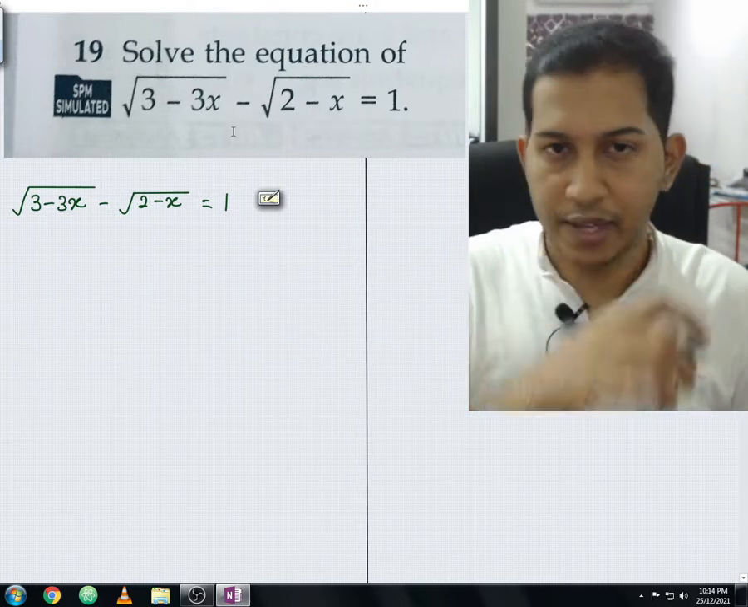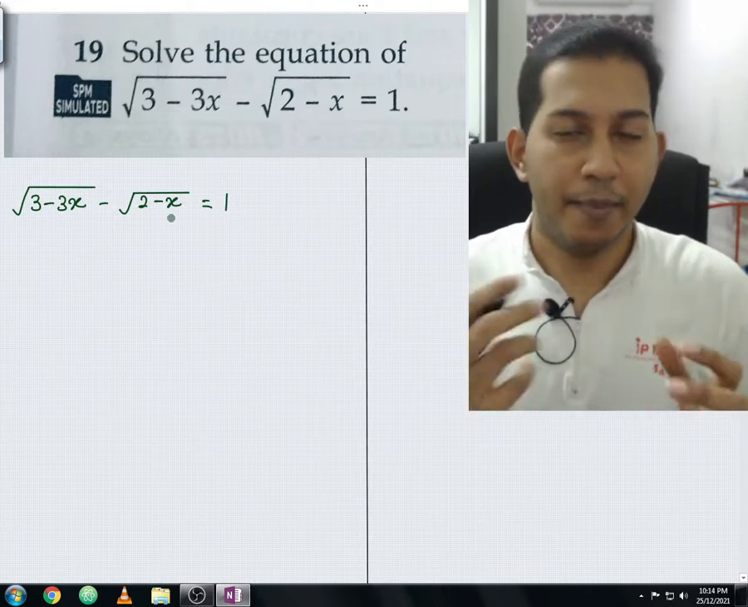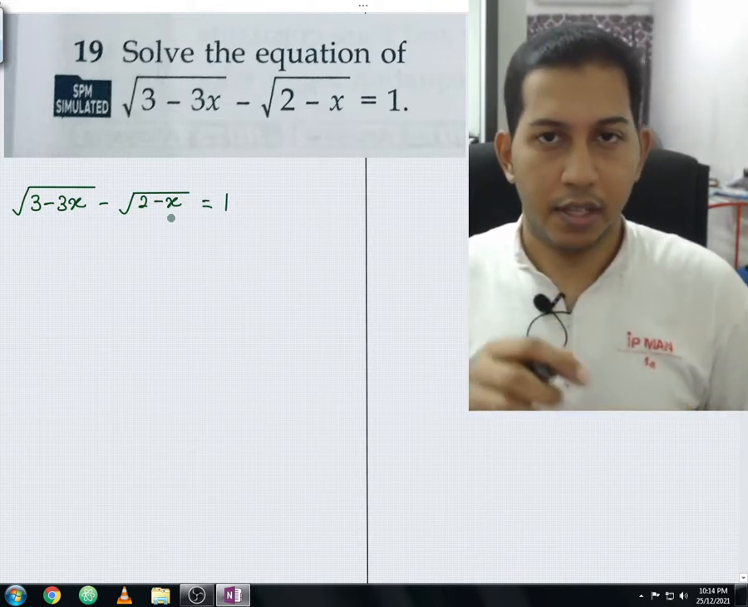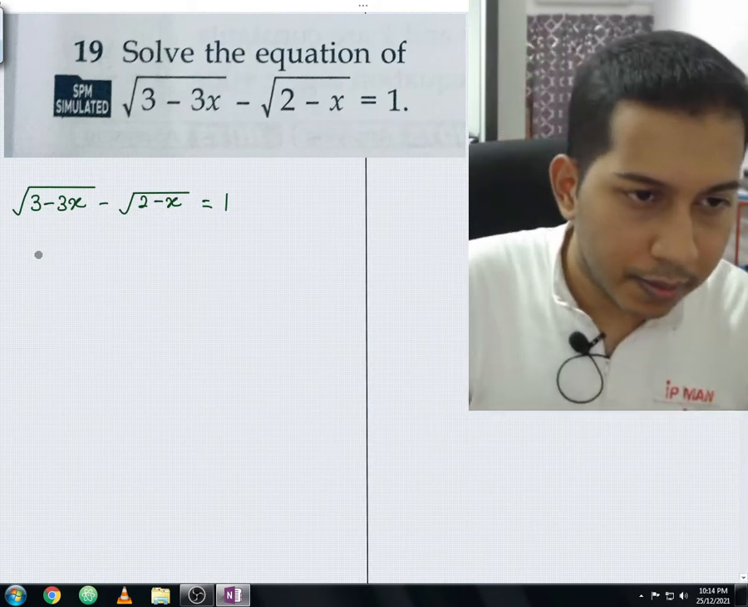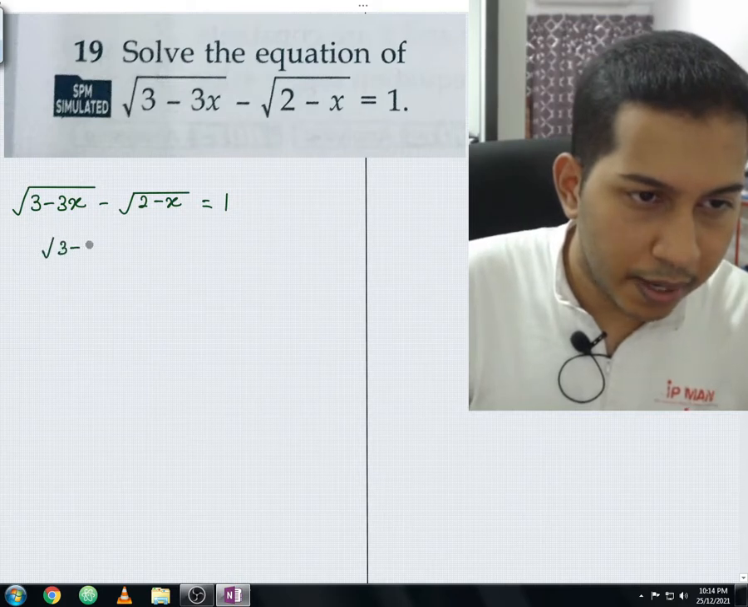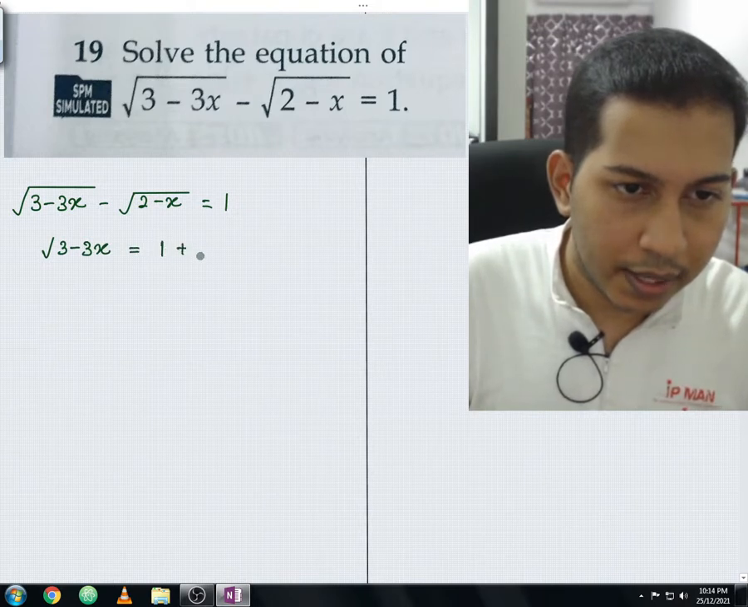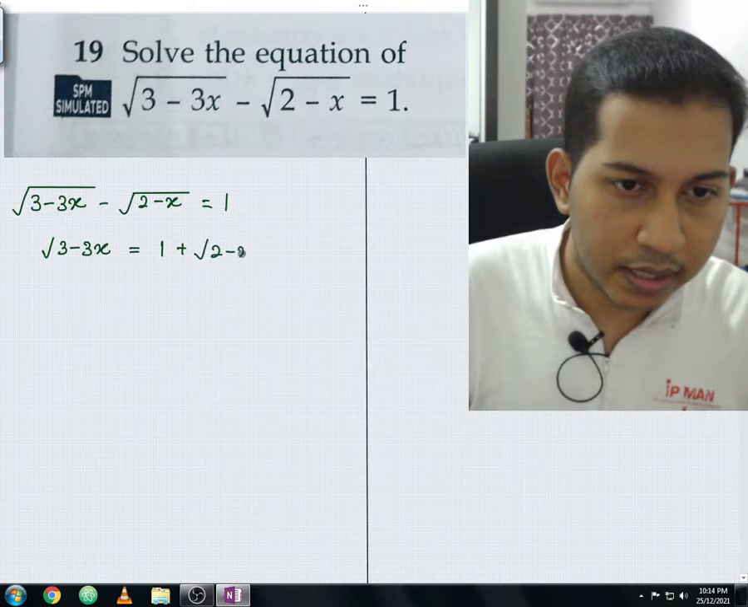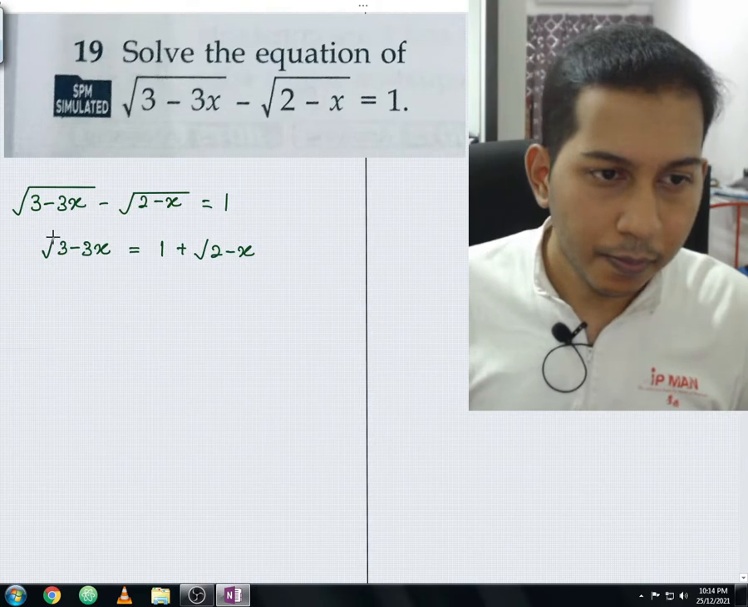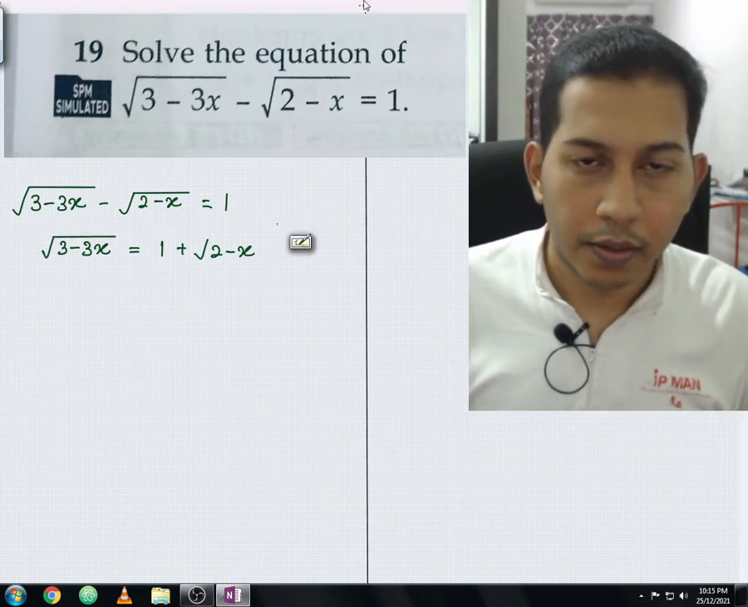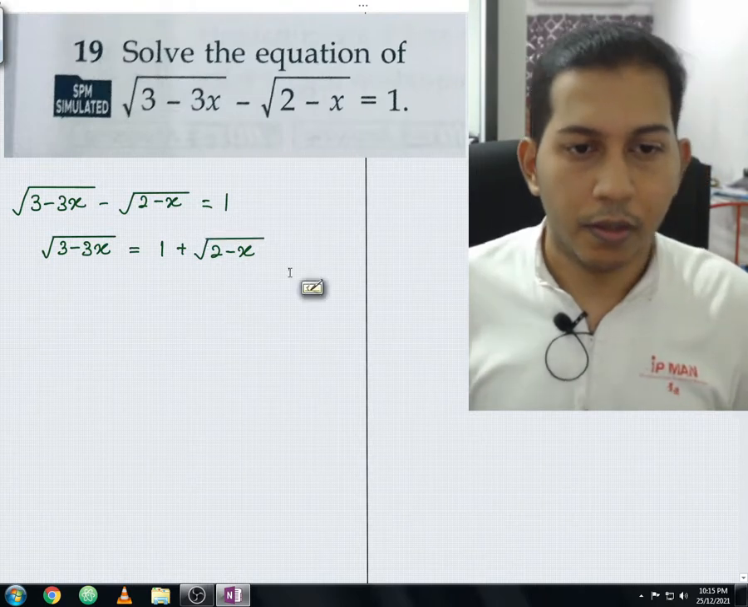For the next step, I'm going to move this negative √(2 − x) to the right hand side. Why am I doing that? There is a reason, I'm going to explain you shortly. So please stay with me. So from here, √(3 − 3x) equals to 1 plus √(2 − x). Let me just underline the surd lines over here. Okay, we are good to go.